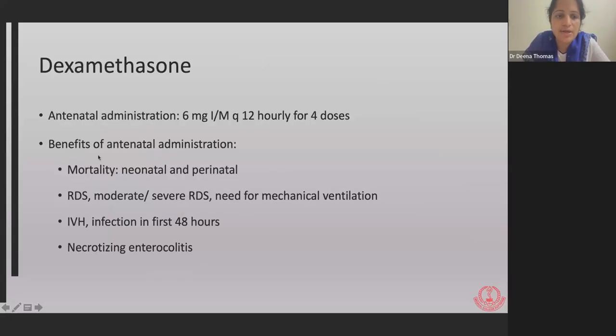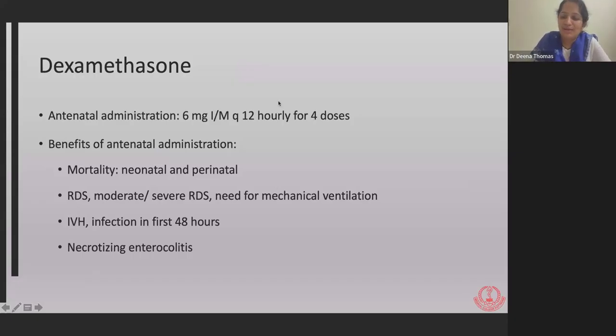So I will be showing the slide. It is mortality, both neonatal and perinatal mortality; RDS, moderate to severe RDS, as well as need for mechanical ventilation; IVH, infection in the first 48 hours, and necrotizing enterocolitis. NEC is reduced by 50%, so the maximum reduction is in NEC. I used to remember it with the mnemonic MRI neck: mortality, RDS, IVH, and necrotizing enterocolitis.